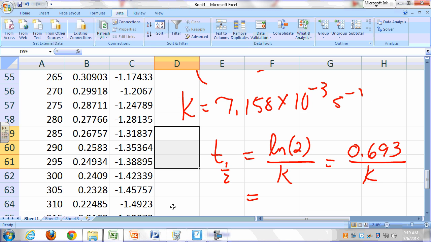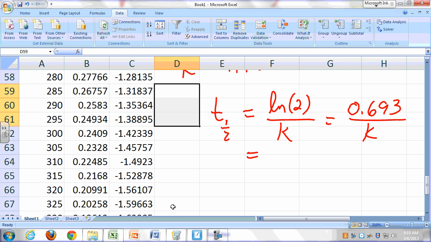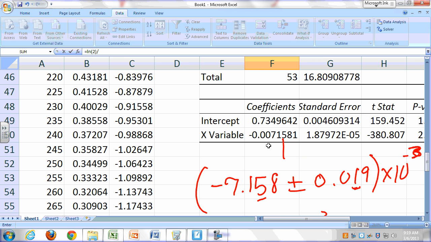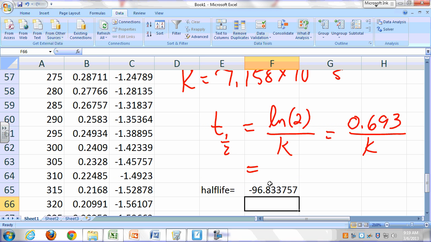Oh, I've got Excel right here. I should be able to do it here, huh? So I'm going to say half-life equals ln of 2 divided by, what's my k? I can just use this number right here. The negative of this, right? Okay, so negative of F50. Okay. So it's 96.8. So 97 seconds. That's what we did. That's what we found, right?